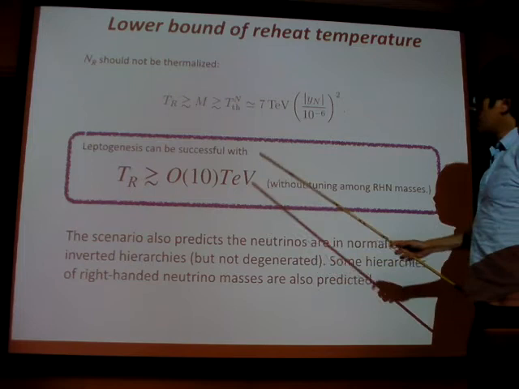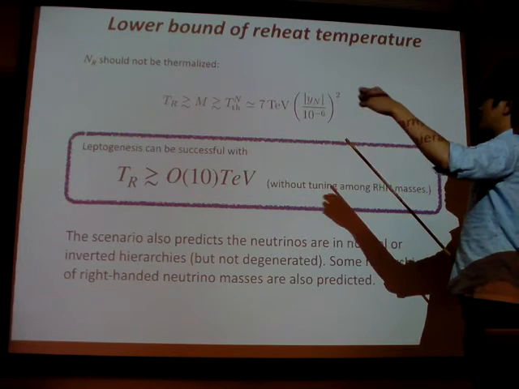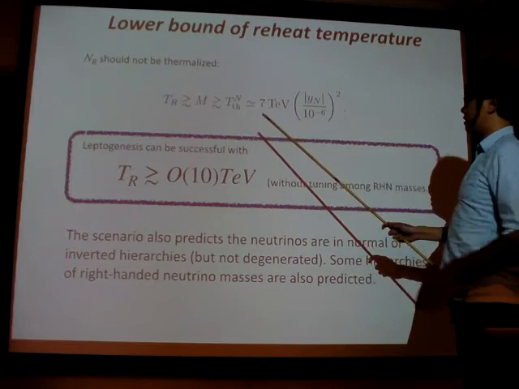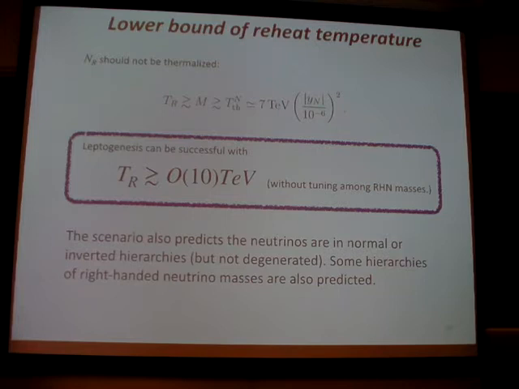On the other hand, we should produce this right-handed neutrino, since we should observe the active neutrino oscillation via the previous diagram, via the Yukawa interaction. So from the kinematics, the reheating temperature should be greater than this mass. Therefore, leptogenesis can be successful if the reheating temperature is greater than 10 GeV. I want to emphasize that in this scenario we don't need to introduce fine-tuning among the right-handed neutrino masses, since only one right-handed neutrino is enough to generate the baryon asymmetry.